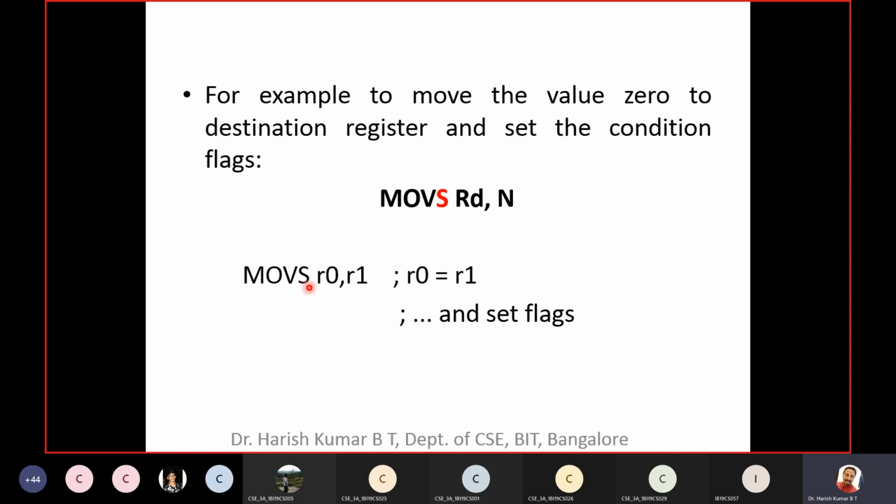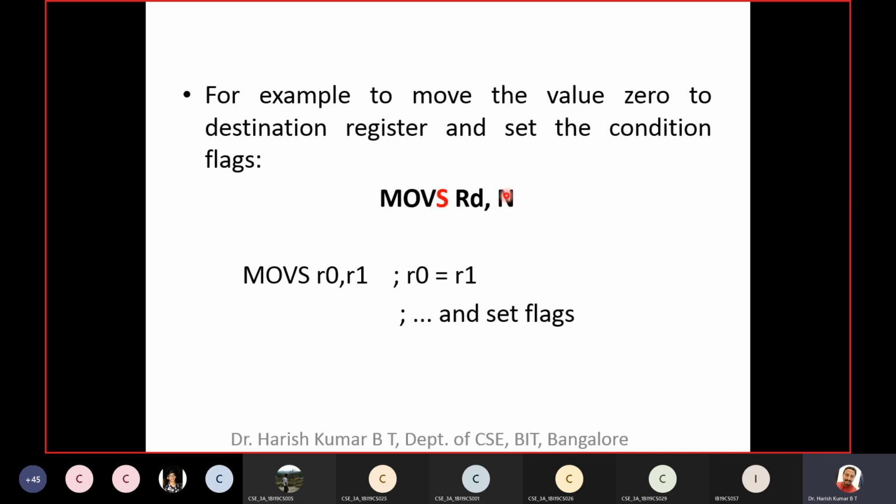So now we'll continue our discussion. Now here again, MOVS. For move also you can add the suffix S. When you add the suffix S, the move instruction can also update the conditional flags. The conditional flags can also be set by using the move instruction if you add the suffix S to it. Now again we have the suffix S added here, and there is no condition here.